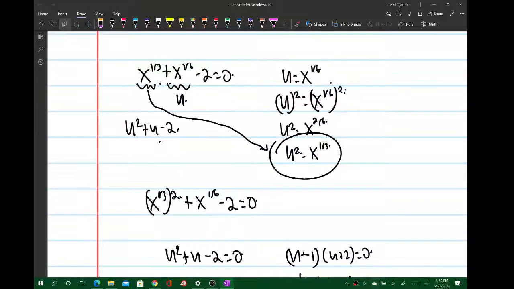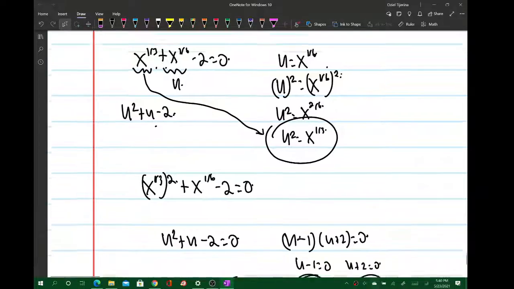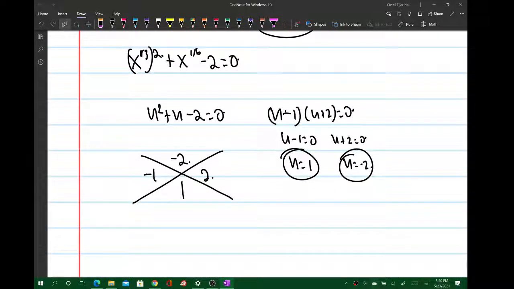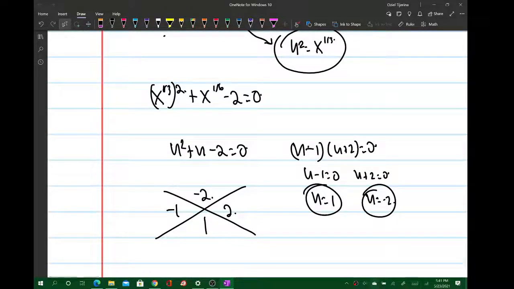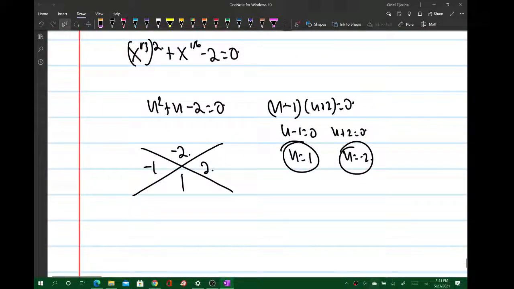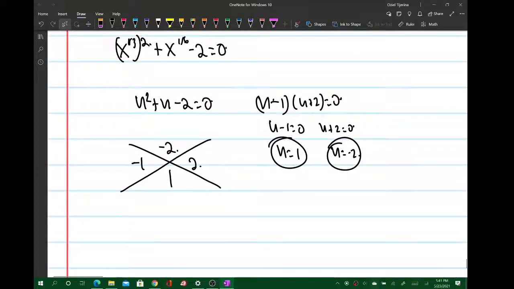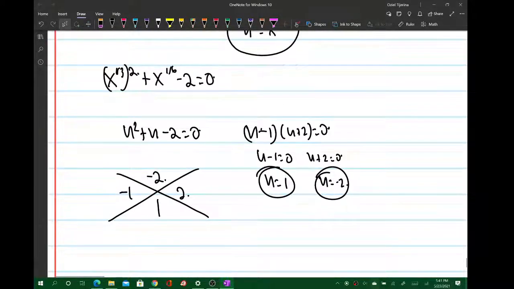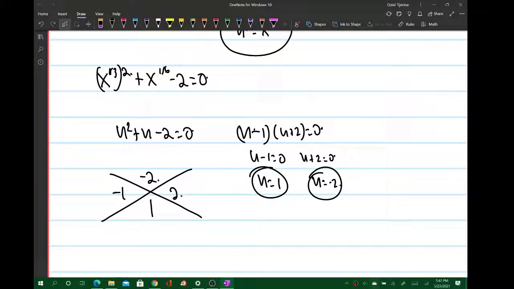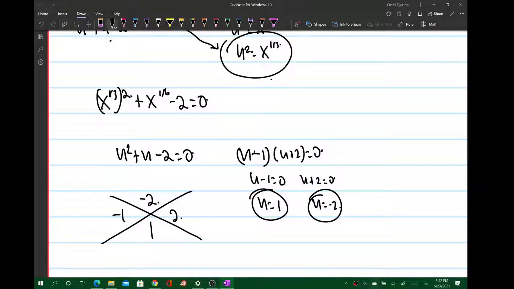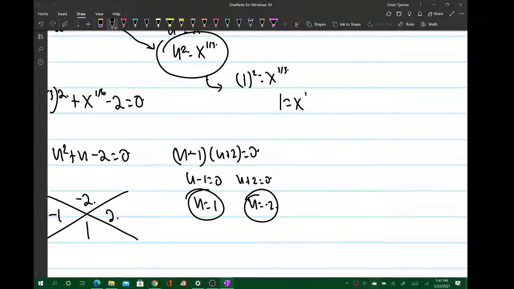And trust me guys, I feel like this has a lot to do with trig equations also, so that'll be later. But anyways, we have u equals 1 and u equals negative 2. So because u equals 1 and u equals negative 2, we can plug those in for this. So we get that 1 quantity squared is x to the 1/3. We get 1 equals x to the 1/3.